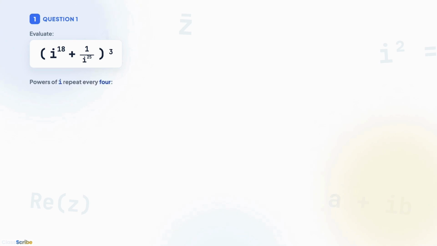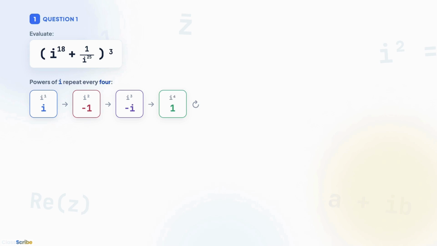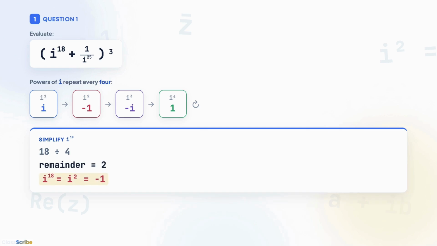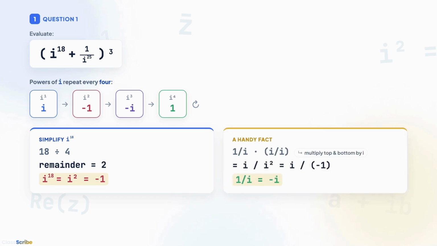The easiest way to solve powers of i is to remember that they repeat every 4 powers. The cycle is i, minus 1, minus i, and 1. Now divide 18 by 4. The remainder is 2. So i raised to 18 is equal to i square, which is minus 1. Next, remember that 1 by i is equal to minus i, because multiplying numerator and denominator by i gives i divided by i square, which becomes i divided by minus 1, or simply minus i.